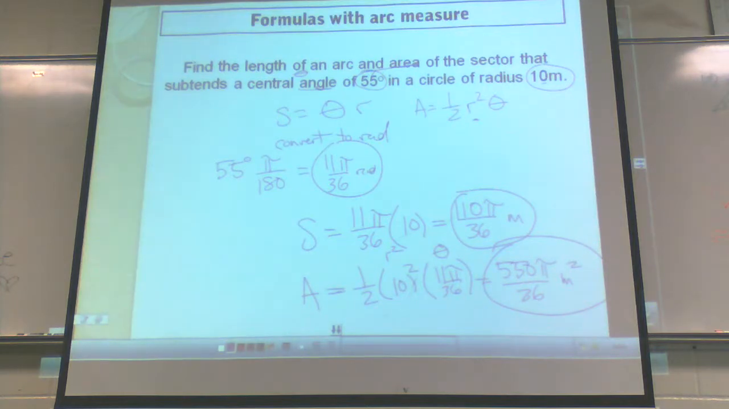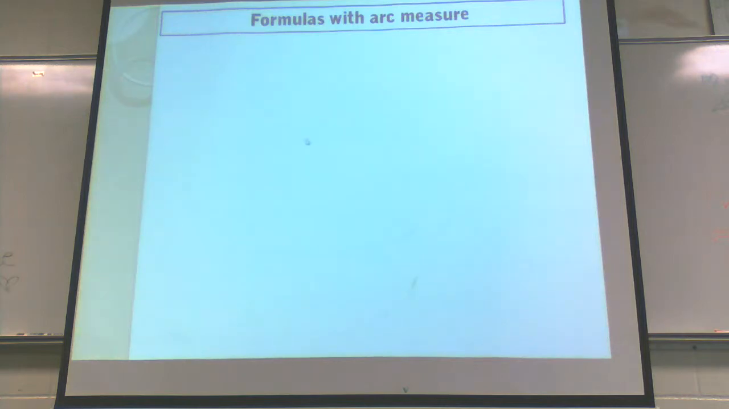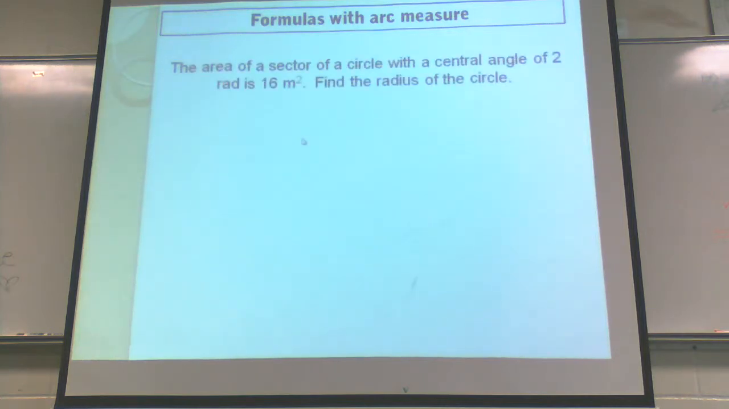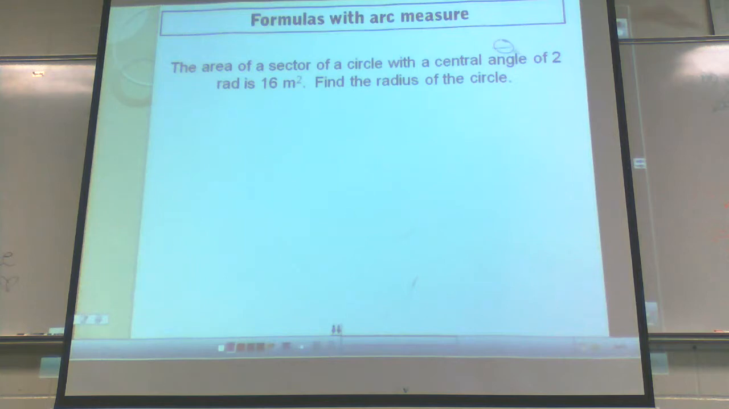Okay. Now, the next one is area of sector. The angle they give you, the theta here, is already in radians. It says 2 radians. It's not like I forgot to put pi up there. It's just 2.